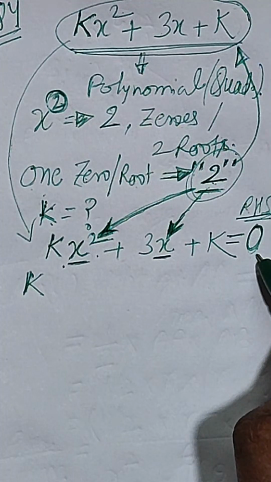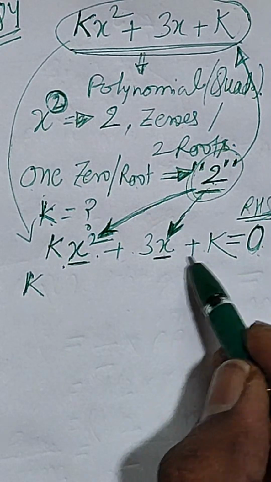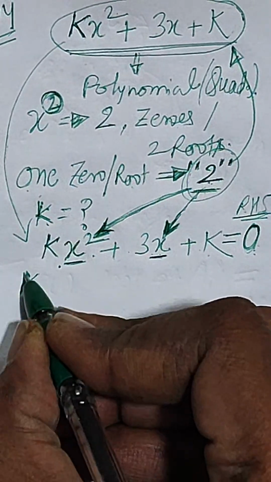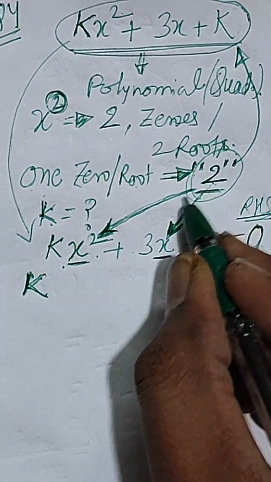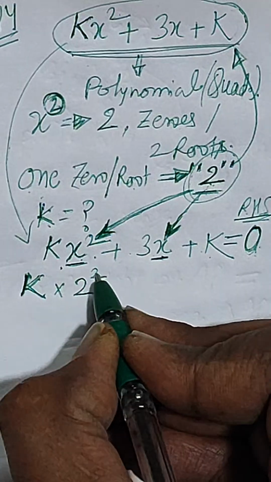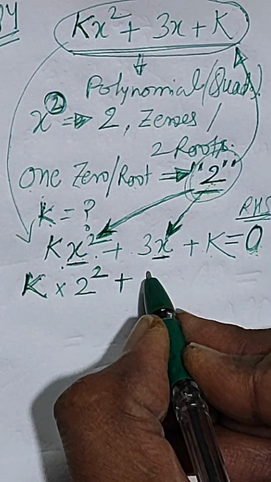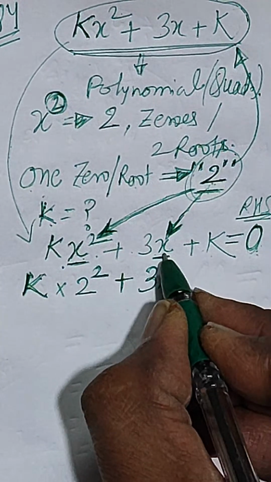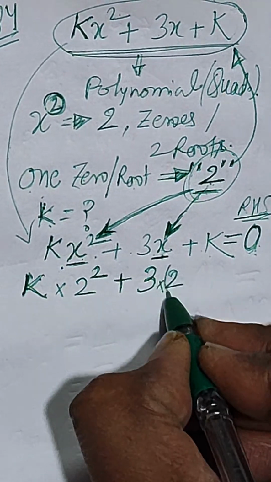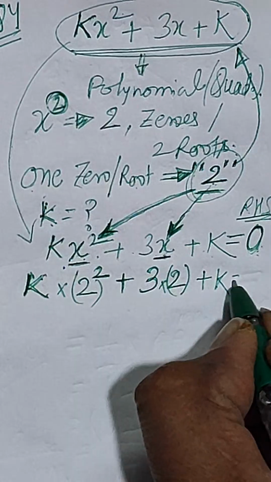So this 0 reflects kx square plus 3x plus k. The value of LHS will be equated to 0 for this root. So when you substitute the value of 2 in place of this x, it will be k into 2 square, because it was x square, plus 3 times the value of x, which is 2. Put it over here, 3 into 2. I'm just putting the value of x as 2, plus k equal to 0.